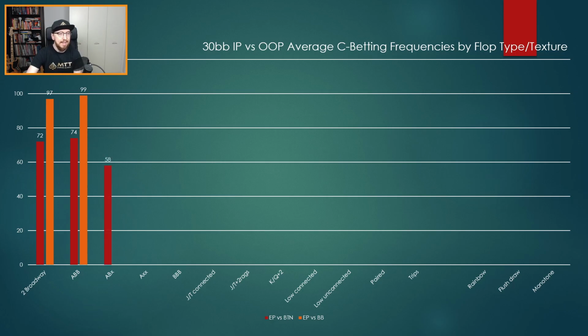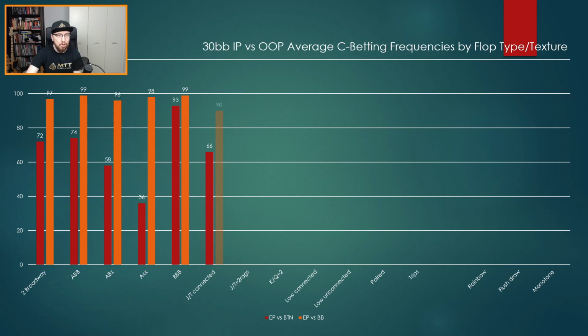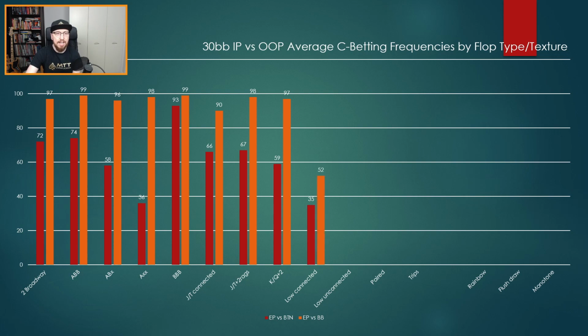We've got ABX then, a lot more checking on an ABX board. 58% betting versus 96% when we're playing EP versus big blind. Ace XX, only 36% betting, but then 98% for when playing against a big blind. I'm not going to go through all of these, but you get the idea that when we're out of position, EP versus button, we're going to be doing a lot more checking and a lot less c-betting than if we were EP versus big blind.